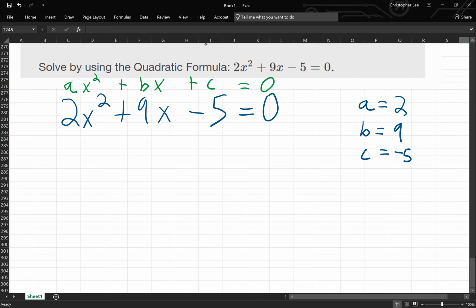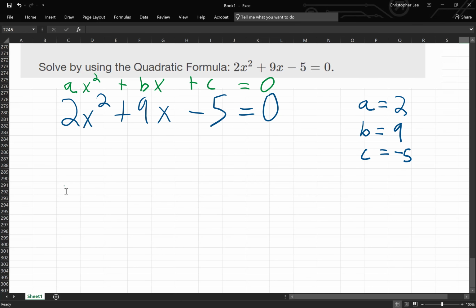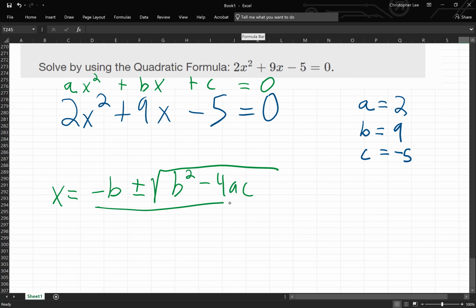All right. After this now, right? This is a little bit harder, right? You got to write down your formula. Now I know some of y'all don't like to copy and paste, but y'all got to learn how to copy and paste, right? So you take the formula sheet and then you just copy it down. X equals negative b plus or minus the square root of b squared minus 4ac all divided by 2a.